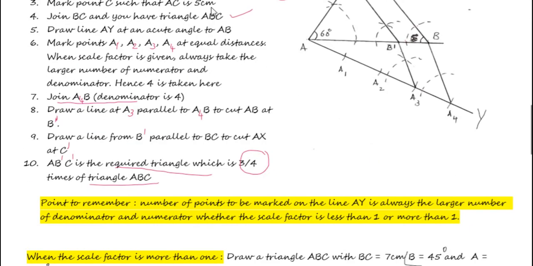While marking the points on this line AY, what you need to take care of is that it is always the larger number of the denominator and the numerator. So here 3/4, 4 is larger, so you need to mark 4 points. Suppose it is 7/5, then the larger is 7, so you need to mark 7 points.